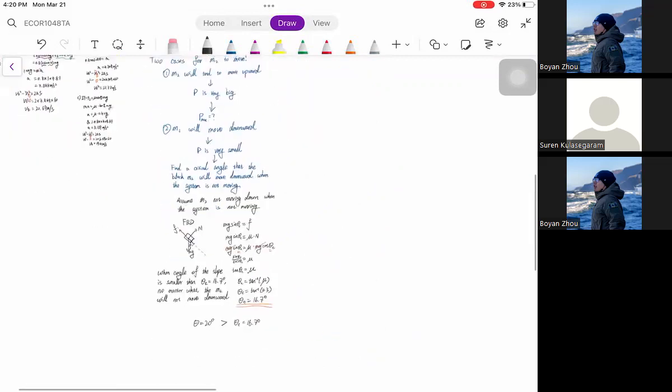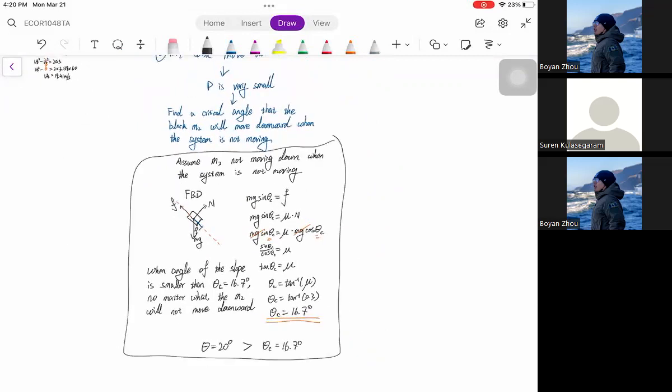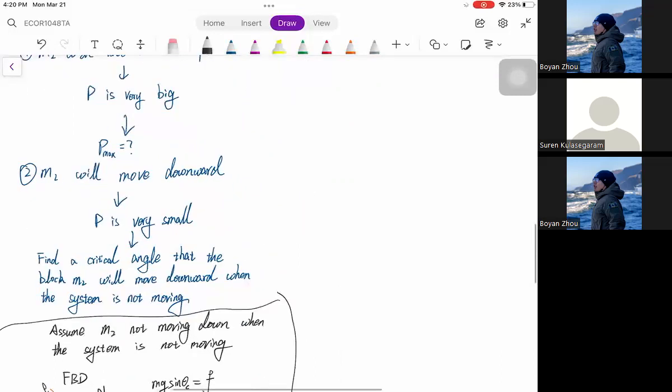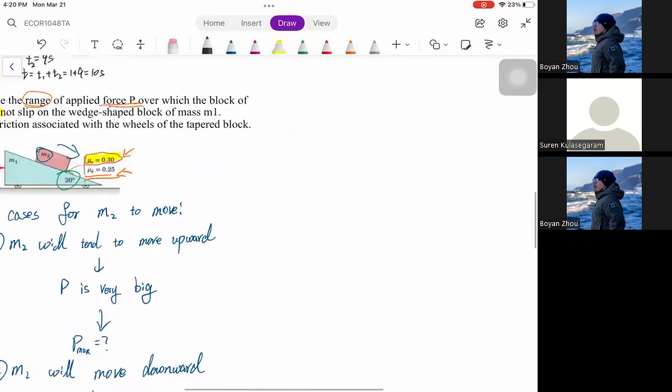Okay, let's continue. So now we already know that we need to get a car move to stop the block from moving down. Then we can say we need to find out a value for P mean. So let's go back to draw the free body diagram.